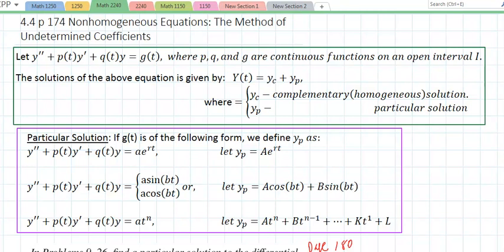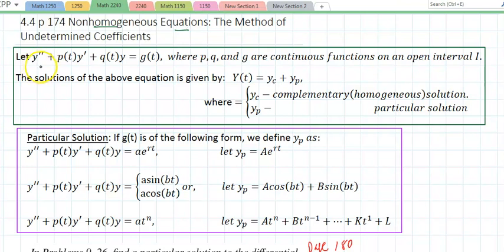Section 4.4 is on page 174. It talks about non-homogeneous equations and the method of undetermined coefficients. There are three techniques to use in non-homogeneous equations. We're going to learn two of them.